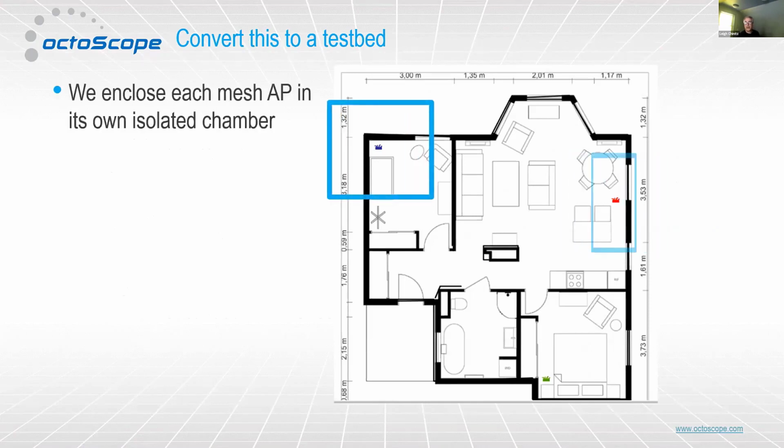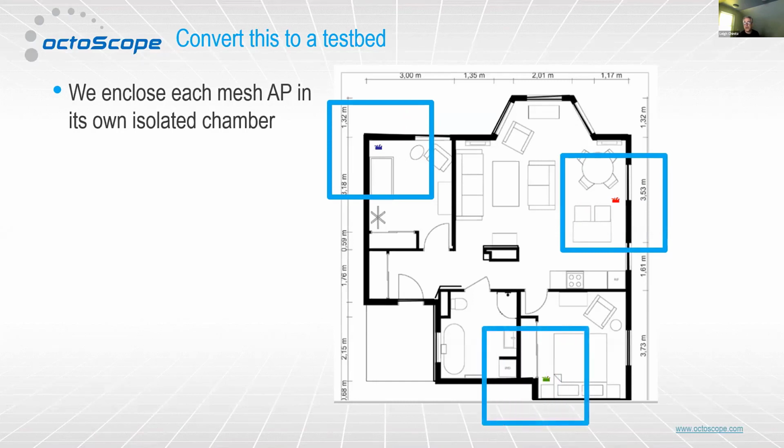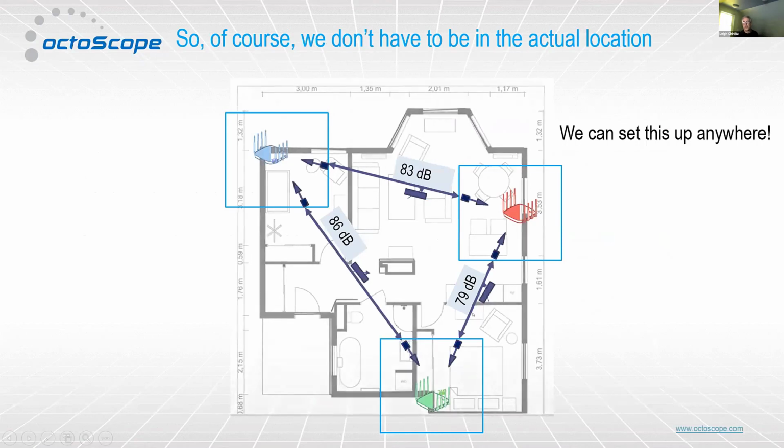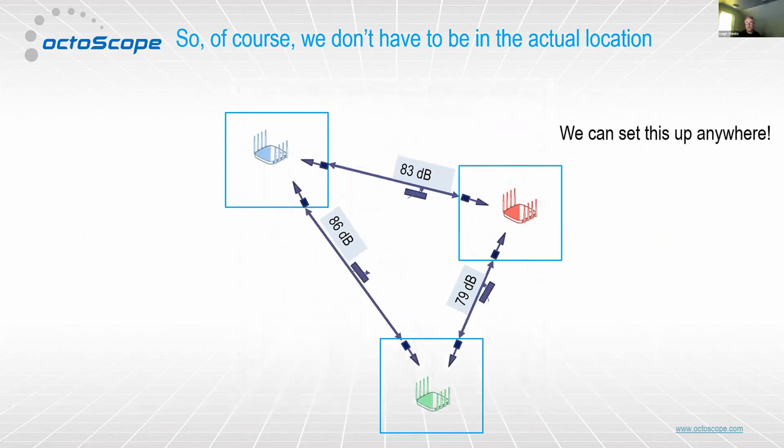So when we convert this to a test bed, we actually take each one of those mesh APs and enclose it in its own isolated chamber. We connect those chambers using RF cables and antennas. And then we add attenuators onto each of those links so that we can program the total path loss between those devices in the chambers to be whatever we want it to be. So we can set it so that we have 83, 79, and 86 dB between these devices. And so, of course, once we do that, we don't even have to be in the location, right? The location now doesn't matter. We can set this up anywhere in one of our test beds.